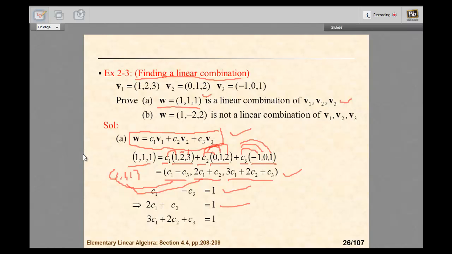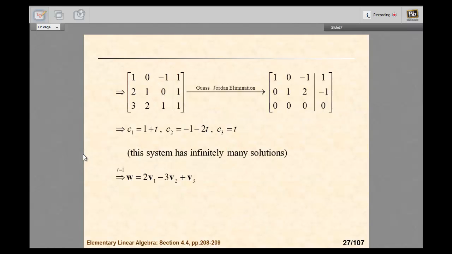Similarly, the last one is C3: 3C1 plus 2C2 will be equal to C3. So I write that one on the right hand side. Now we have three equations and three unknowns, C1, C2, C3, equation number 1, 2 and 3. We can solve these three equations either by the equation method or by Gauss elimination, the Gauss-Jordan method.